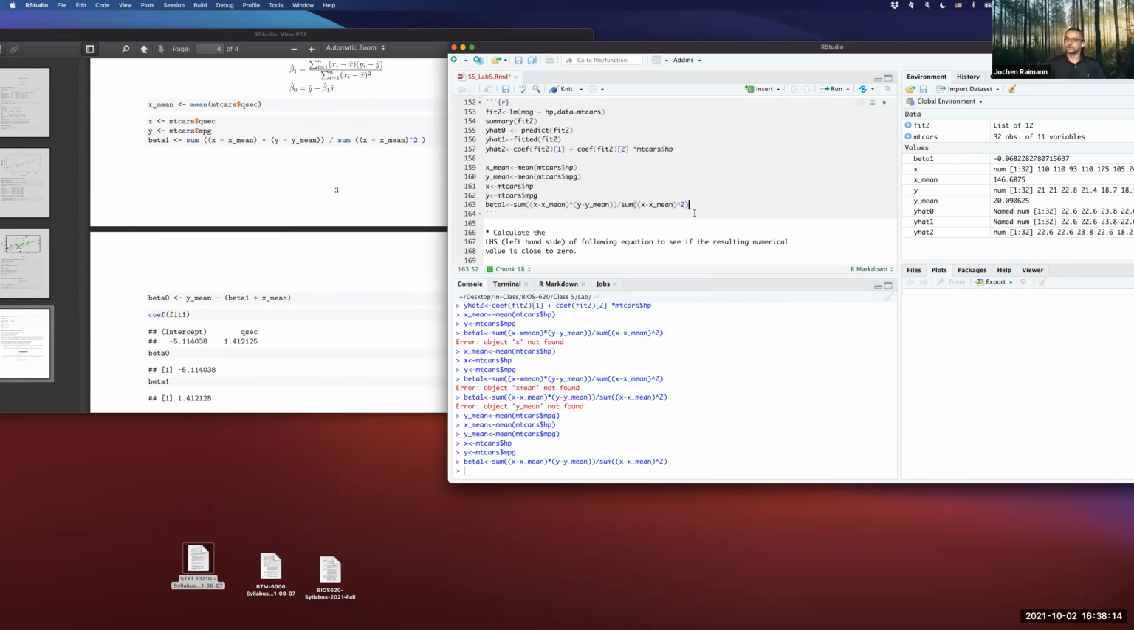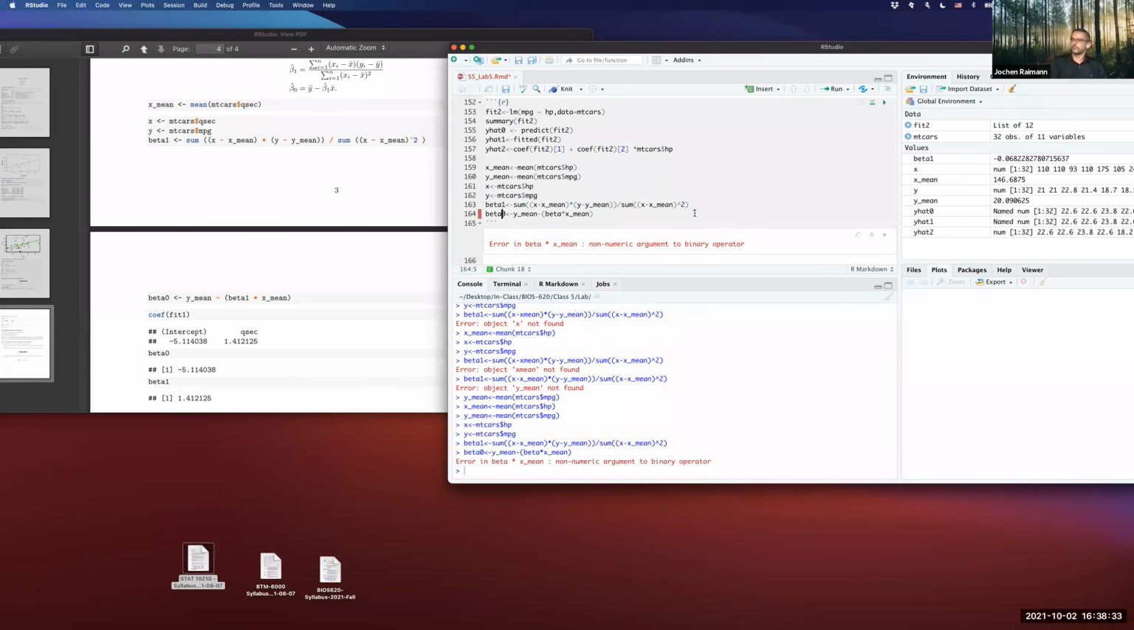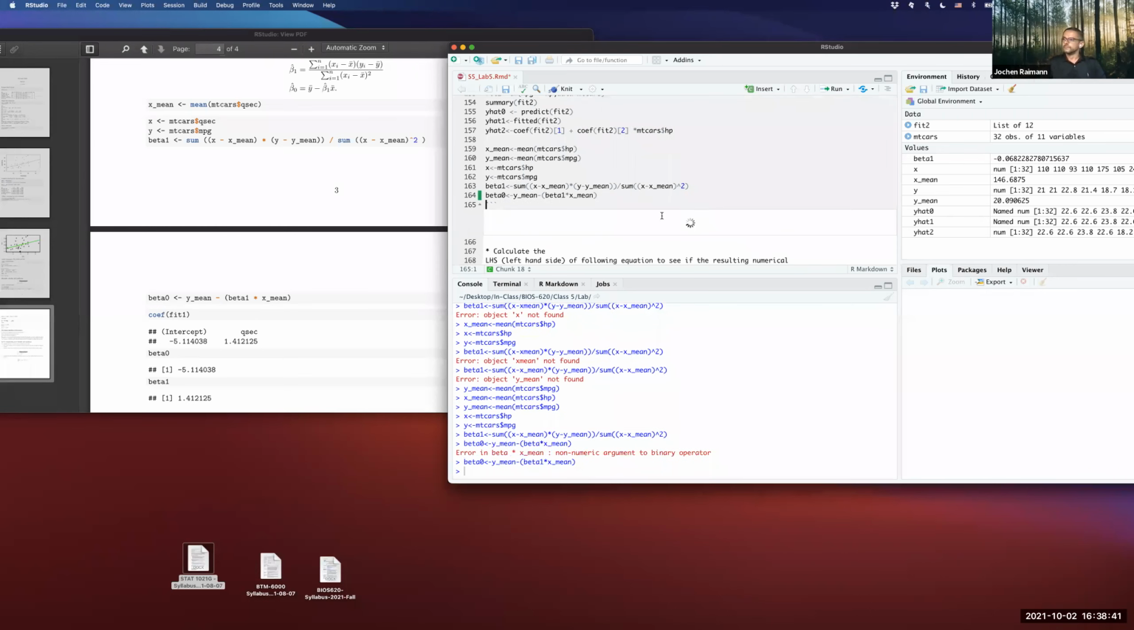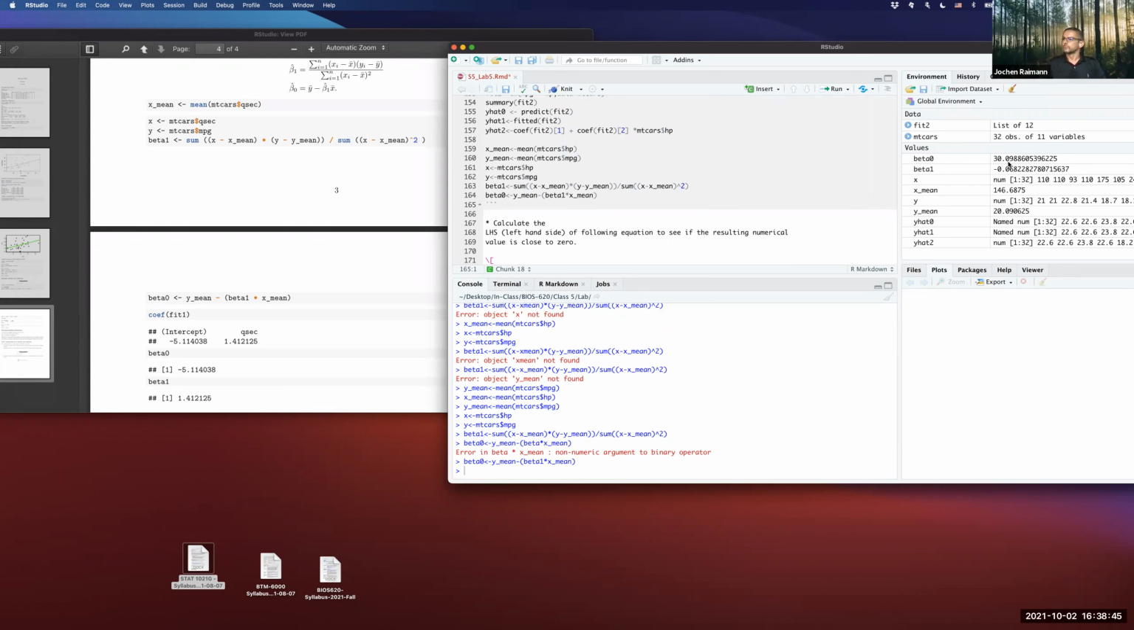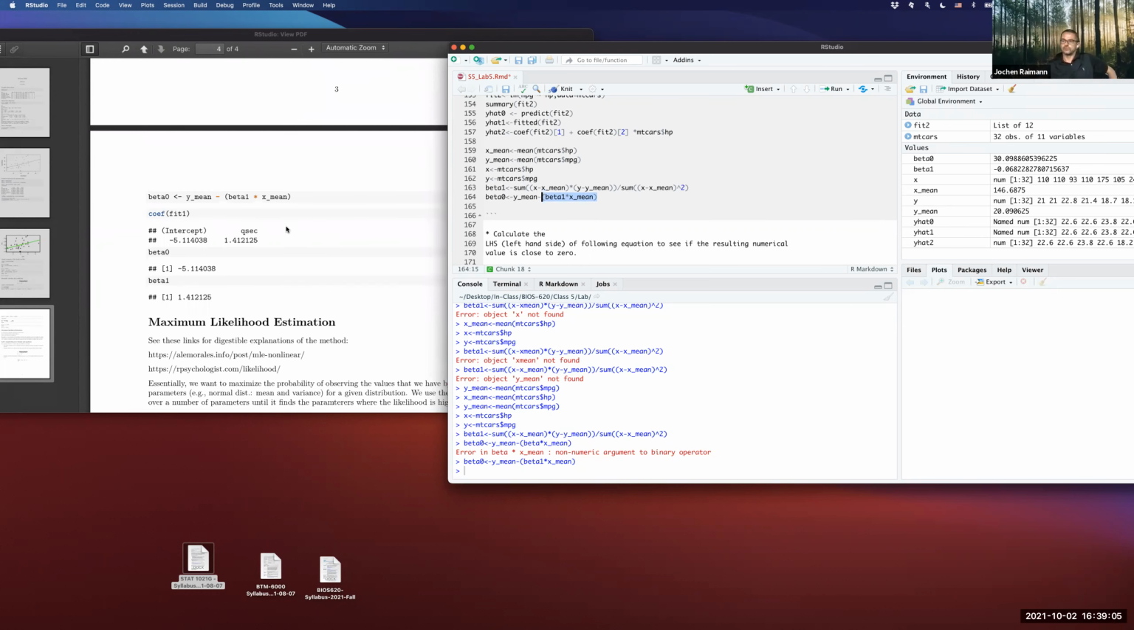So now in the same fashion, we're calculating the beta zero, which is y mean minus beta one multiplied by x mean. And this beta zero is now 30.01. So this is the y mean minus the coefficient multiplied by the mean of x, which arithmetically needs to lead to the intercept. So this is essentially the solution.